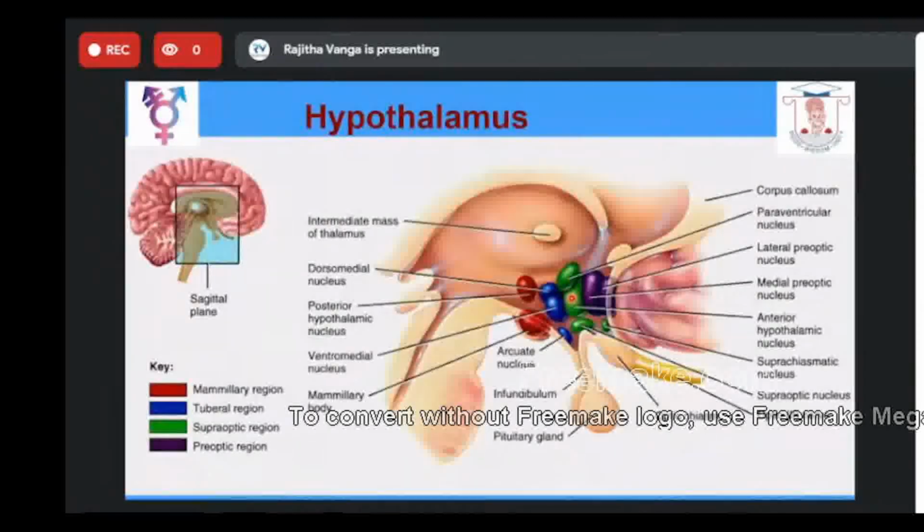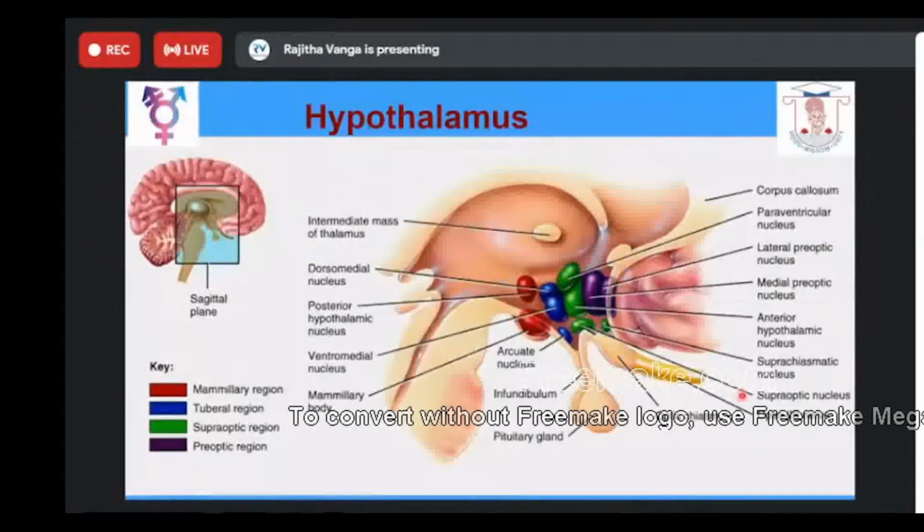We are interested in the preoptic region. This purple area on the anterior side of the hypothalamus is called the preoptic region, and it has two nuclei: this is the medial preoptic nucleus, and this is the lateral preoptic nucleus. The preoptic area of the hypothalamus is involved in many physiological and behavioral processes, and one of its main functions is to manage body temperature, that is, homeostasis.